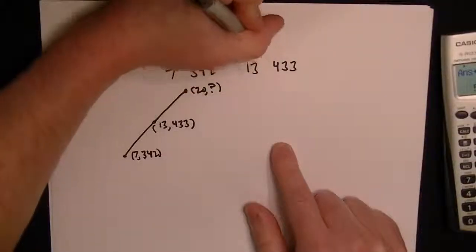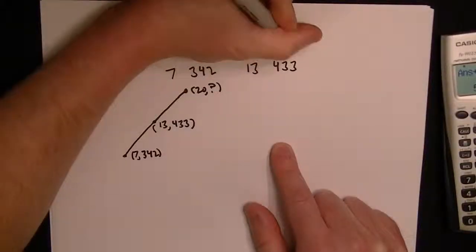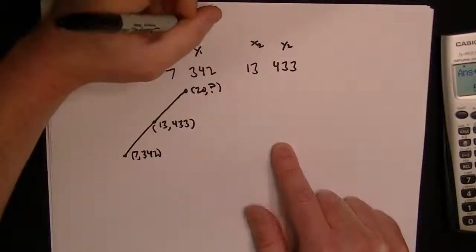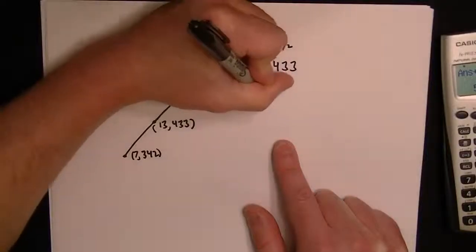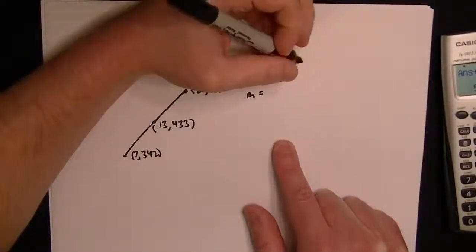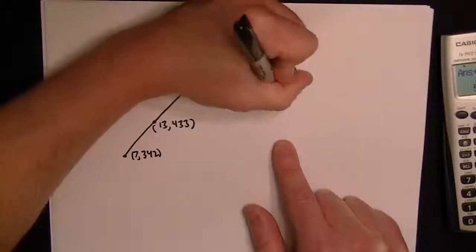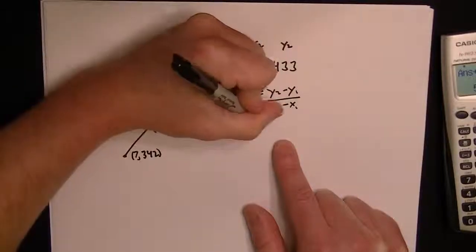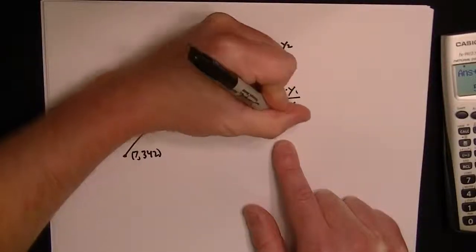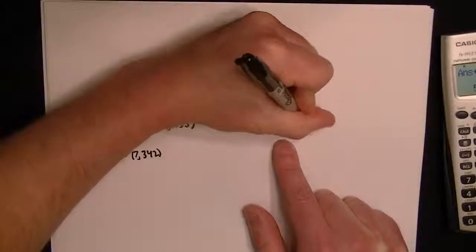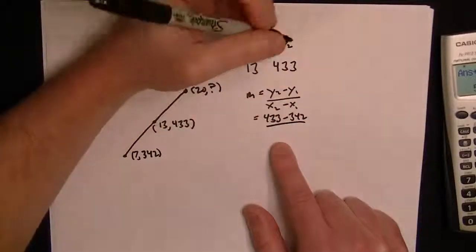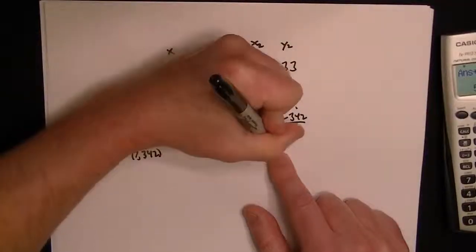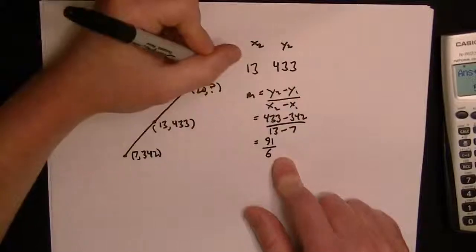So if we define this to be x2 and y2, the x-axis is going to be our days and the y-axis is going to be our money. So we want to find the slope of the line here, which is the growth rate. So we've got to take y2 minus y1 over x2 minus x1. That gives us 433 minus 342 divided by 13 minus 7, and that will give us 91 over 6.